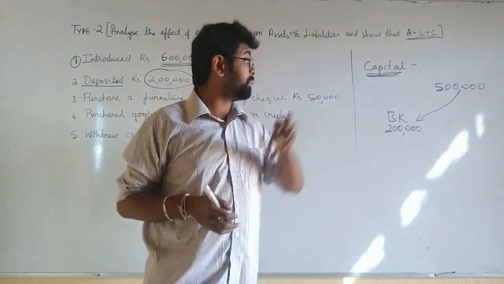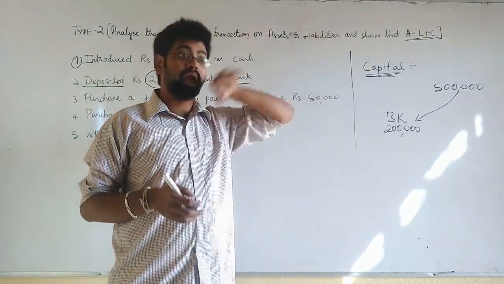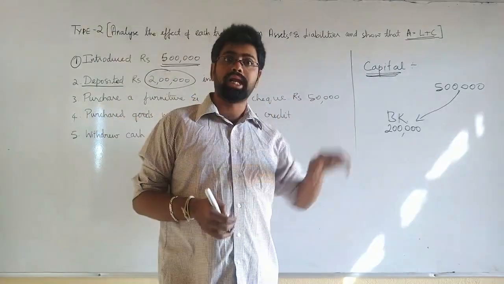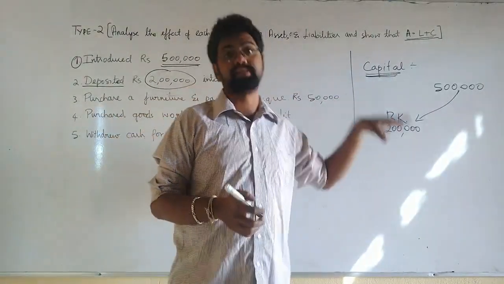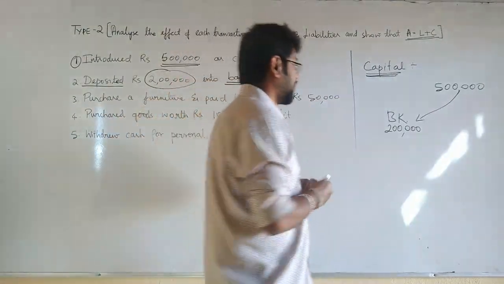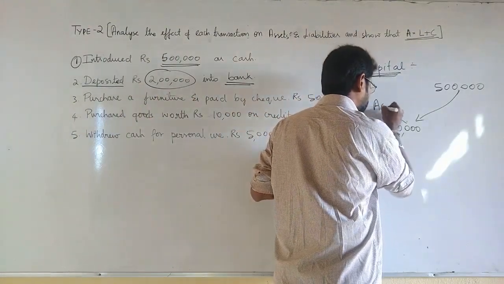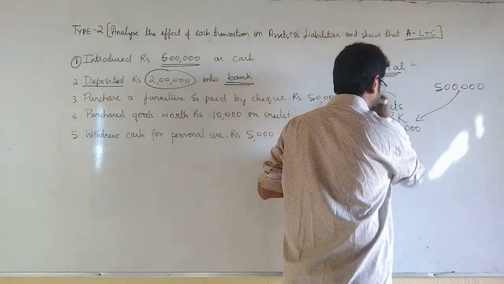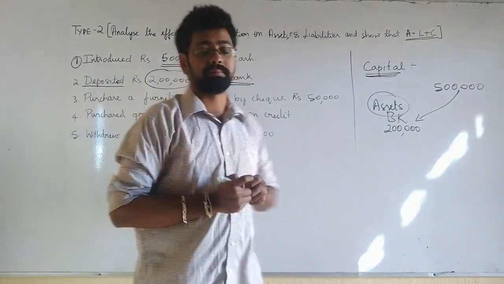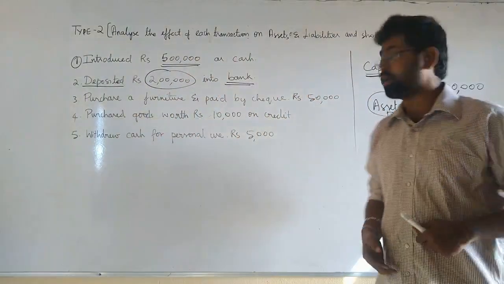So when something belongs to the business, when something is a source or a resource of a business enterprise, we call that assets. We call this what? Assets. So go to the first chapter of your accountancy, important terminology.